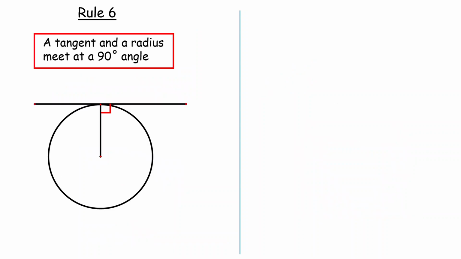And then rule number 6 and 7 we'll do together, which is a tangent and a radius, they meet at a 90-degree angle. And this is a really important one. This one comes up a lot. So if we have a tangent line like this one here and a radius like this one here, right, they always meet at a 90-degree angle.